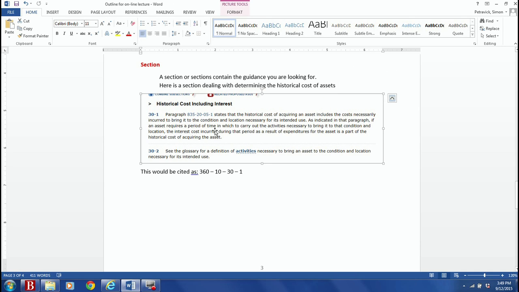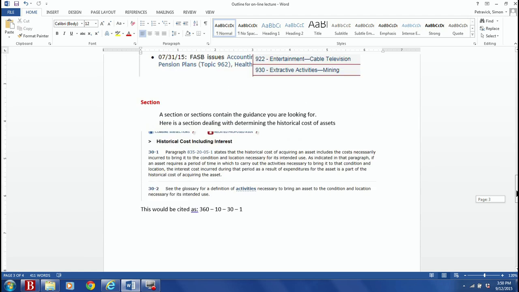For example, this section here talks about some of the costs that are associated with putting an asset into operation. And we know that the general idea is it's not only the cost of the asset, it's also the cost of everything needed to get it ready for working. If the company borrowed some money to purchase the asset, and during the time they were setting that asset up they had to pay interest because they borrowed money, the cost of the interest during the time period of setting up the asset is included in the cost of the asset. So that piece of GAAP relates to 360-10-30-1.